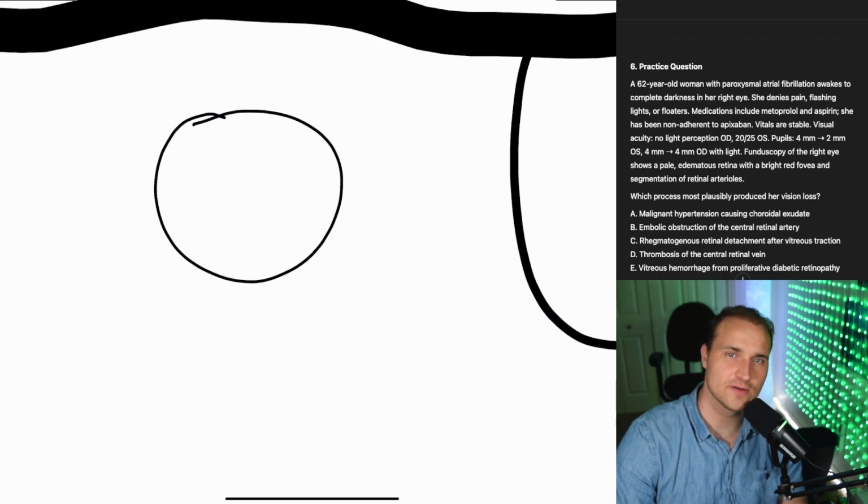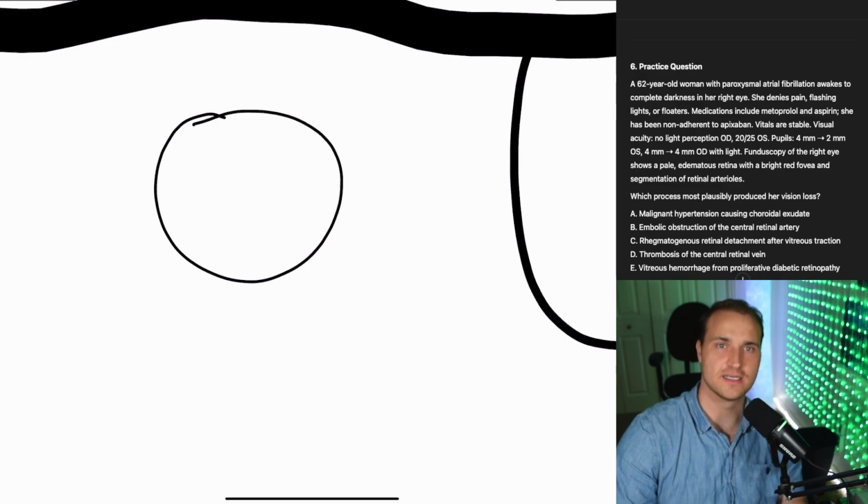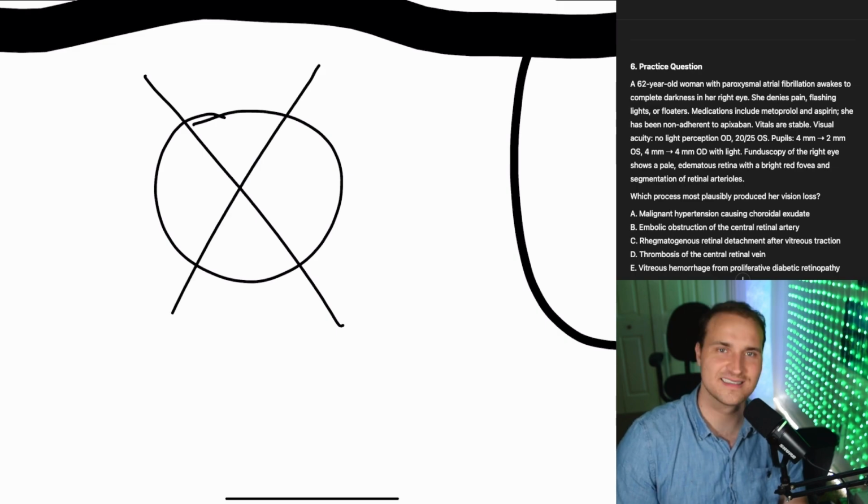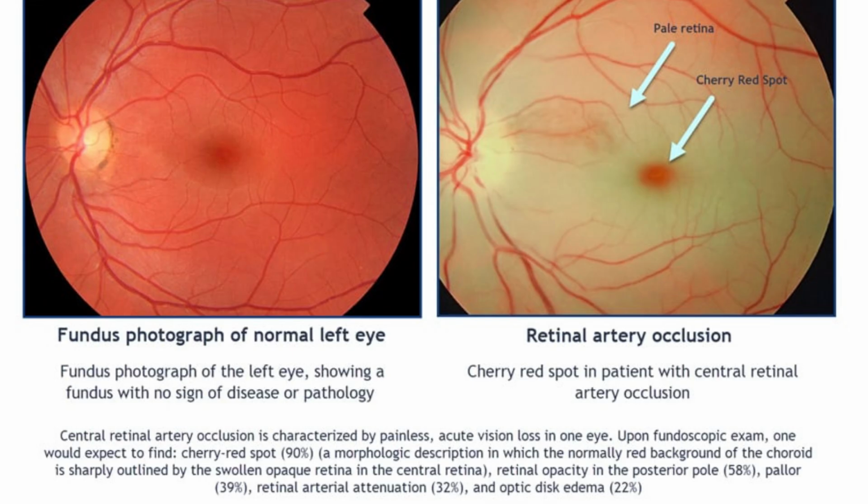We've got a 62-year-old woman with paroxysmal atrial fibrillation who awakes to complete darkness in her right eye. All right, so I can't see. She denies pain, flashing lights, and floaters. Medications are metoprolol and aspirin, and she has been non-adherent to apixaban. Vitals are stable, visual acuity is no light perception. Funduscopy shows a right eye with a pale, edematous retina with a bright fovea.